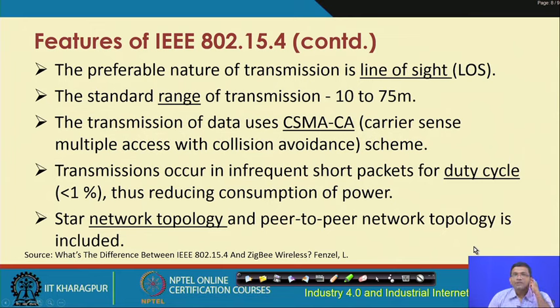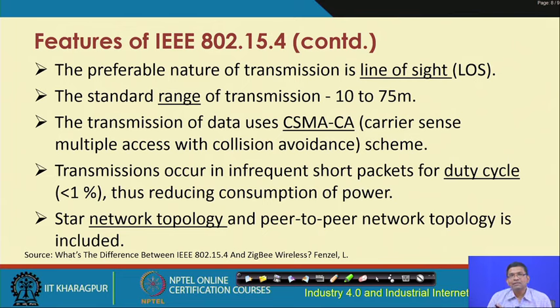So, these are some of the features of 802.15.4: it operates in line of sight, which is the preferred nature of transmission. The range typically is about 10 to 75 meters, which I was telling you earlier. The MAC protocol that is typically used is the CSMA-CA protocol, carrier sense multiple access with collision avoidance.